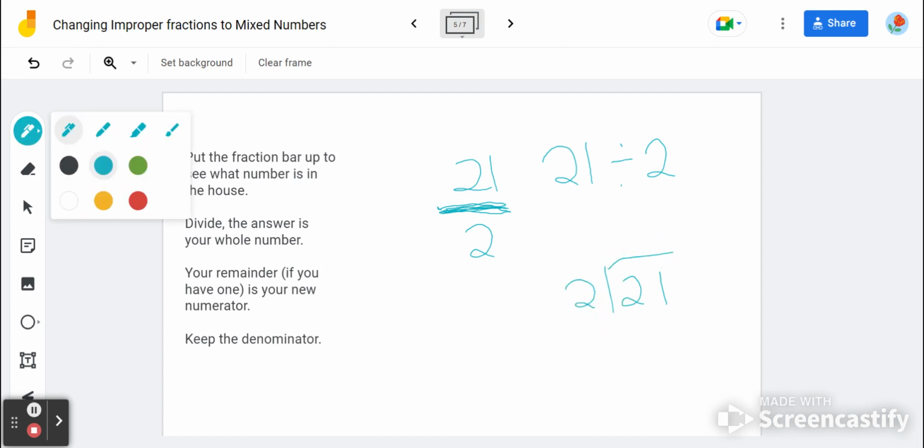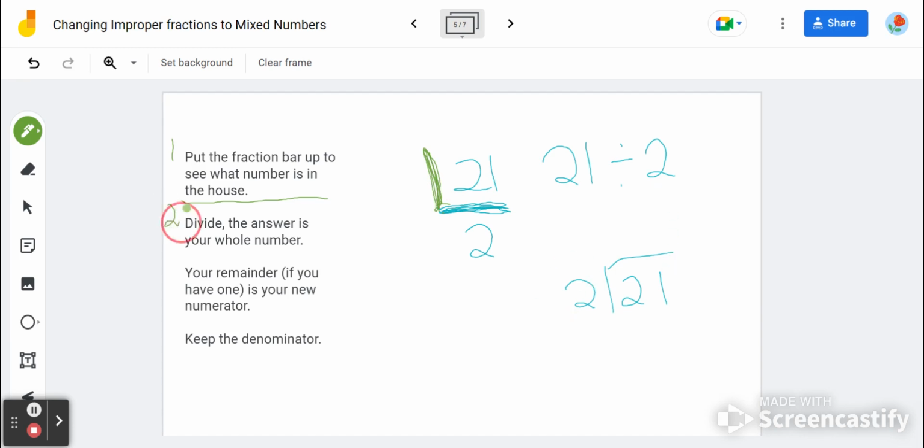The little trick that I tell my students to remember which one is in the house, which one is the dividend, is our step 1, which is to put the fraction bar up to see which number is in the house. So we can see when we put the fraction bar up that the 21 ends up in the house and it is being divided by the 2. The second step is divide, and your answer is going to be your whole number.